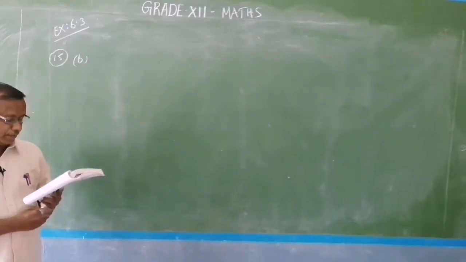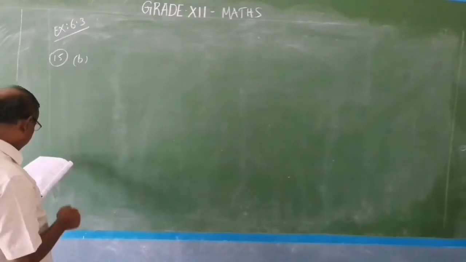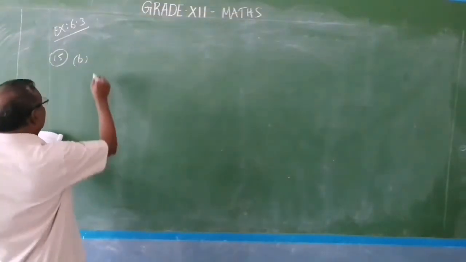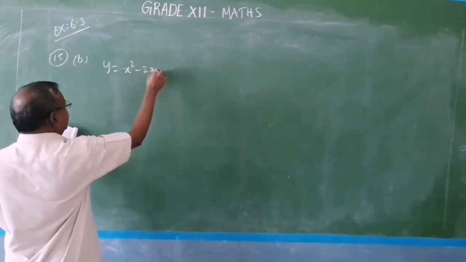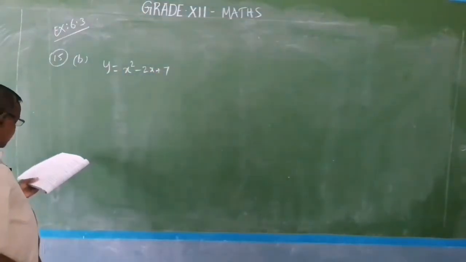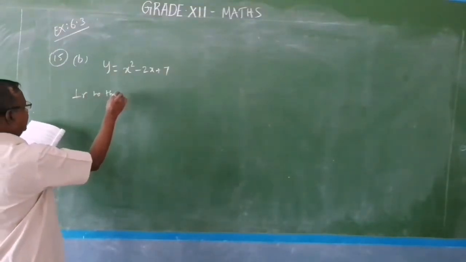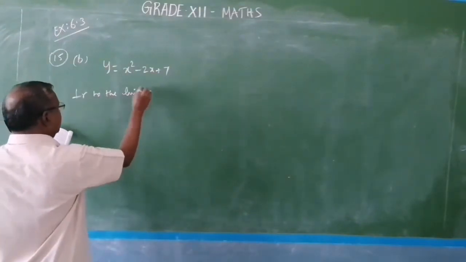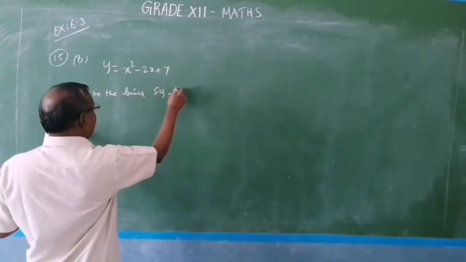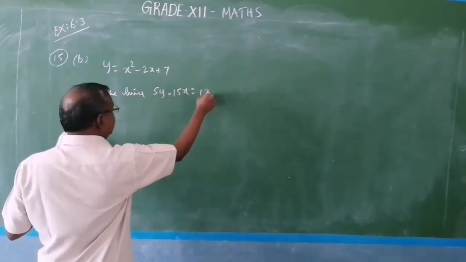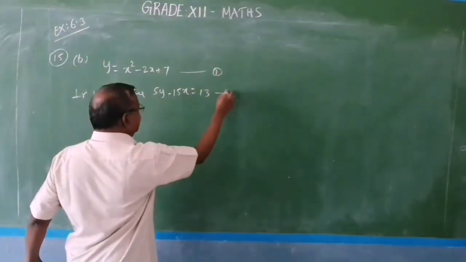Next, question number 15, B subdivision. Find the equation of the tangent to the curve y equal to x square minus 2x plus 7, and the tangent is perpendicular to the line 5y minus 15x equal to 13. Now consider the first equation, this is second equation.